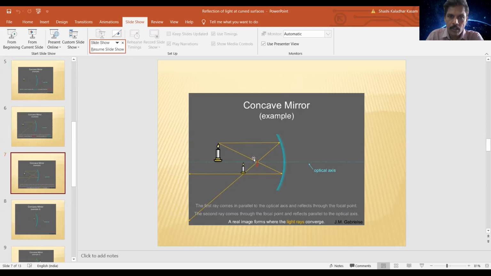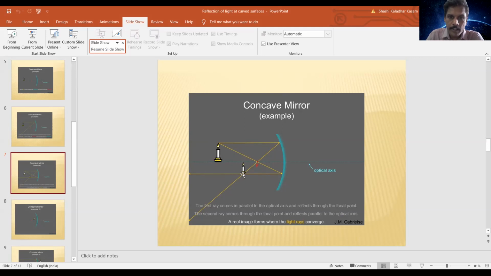If we take one more ray, the ray which is passing through focus, incident on the reflecting surface of a concave mirror, after reflection, it is parallel to the principal axis. What is rule 2? The ray which passes through focus of a concave mirror, after reflection, must be parallel to the principal axis. This is rule 2.